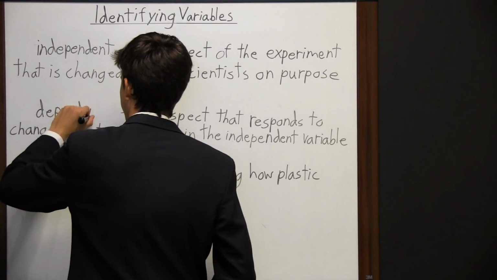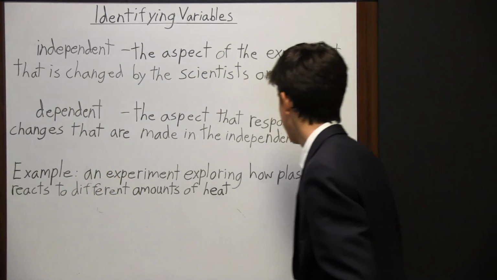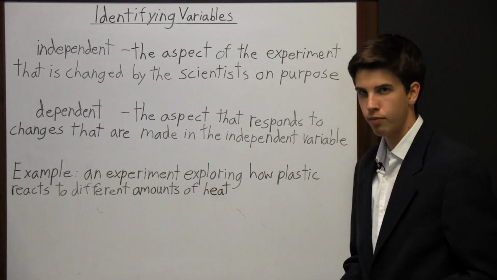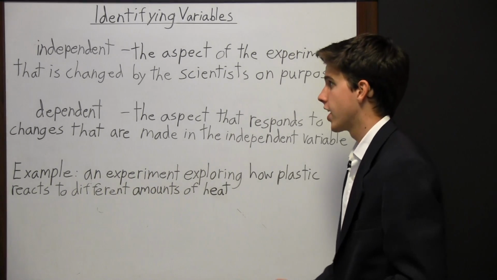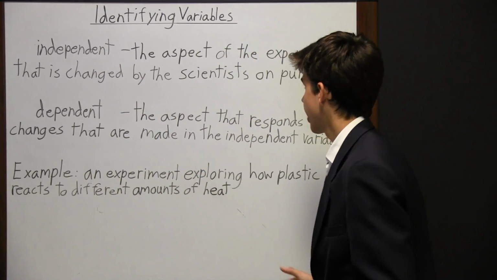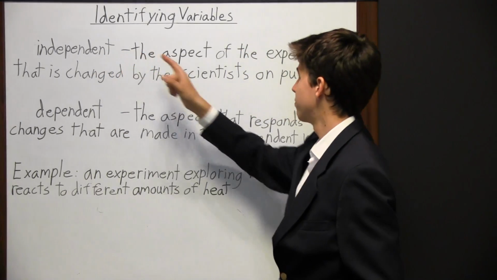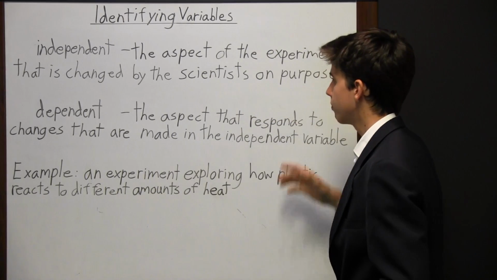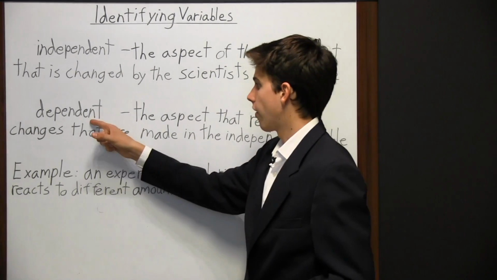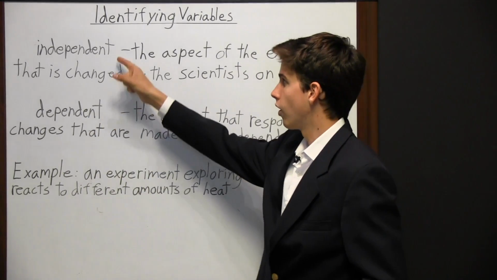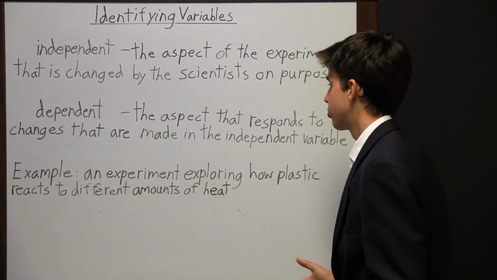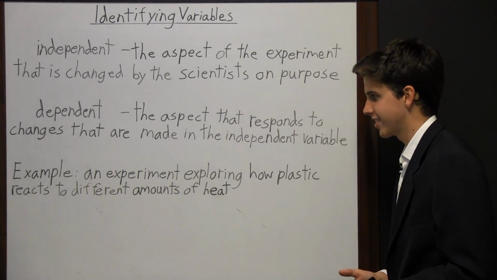The dependent variable in an experiment is the aspect that responds to changes that are made in the independent variable. So we have cause and effect here. The independent causes the dependent variable to change. And so the independent variable is manipulated by scientists on purpose so that we can see the effect of it on the dependent variable. And so while the independent variable is manipulated, the dependent variable is just observed to see the changes that take place in it.